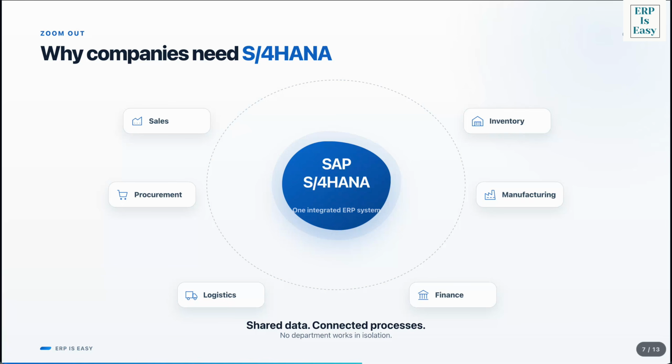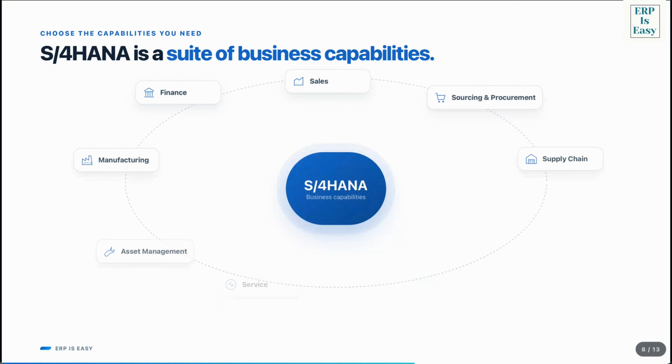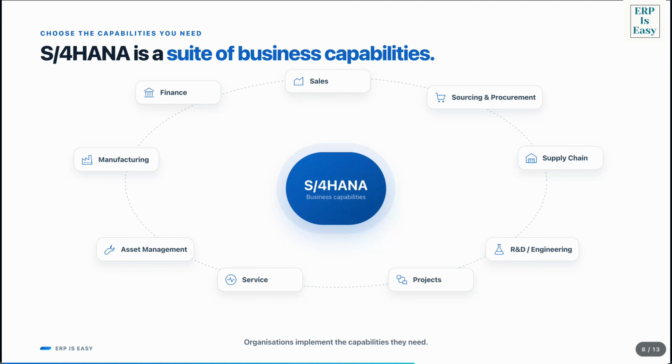And that is what S4HANA does. It brings these different business processes together inside one integrated ERP system. That is probably the most important thing to understand about S4HANA. S4HANA is not simply a finance or a procurement software, it is the core system that connects different parts of an organization together. And that brings us to SAP modules.